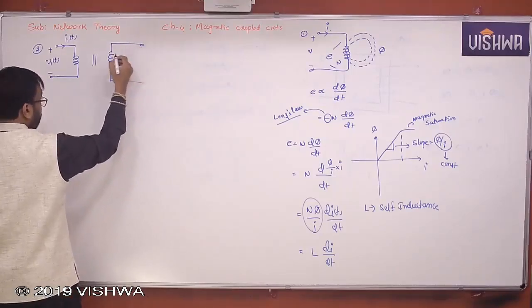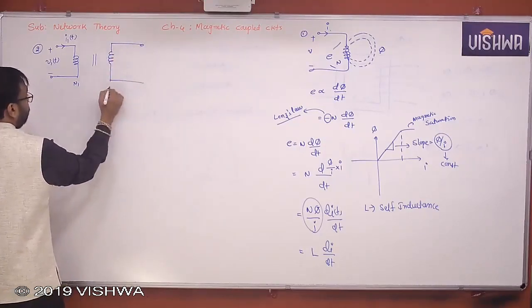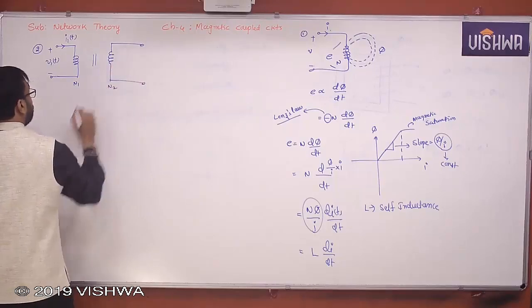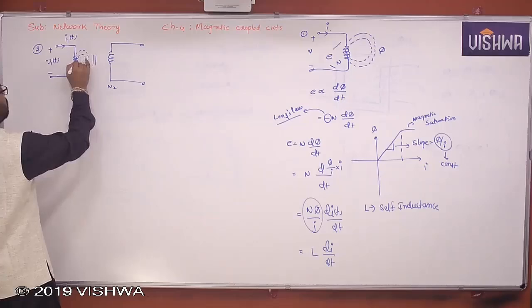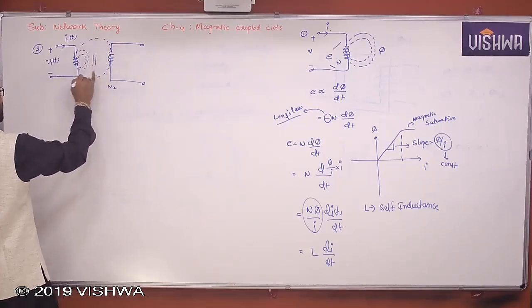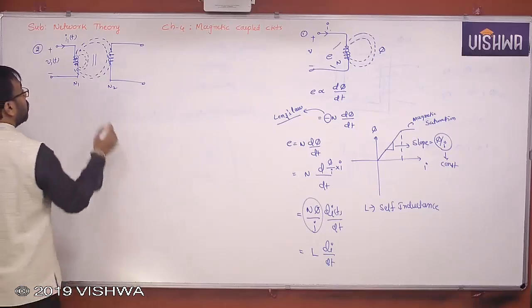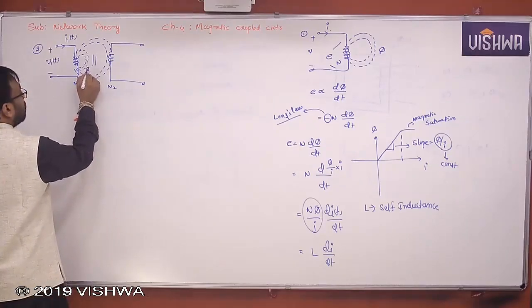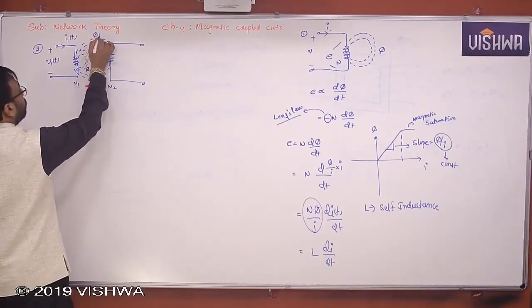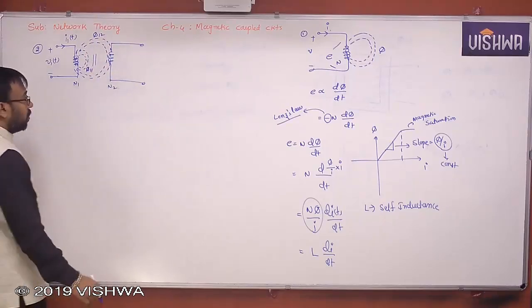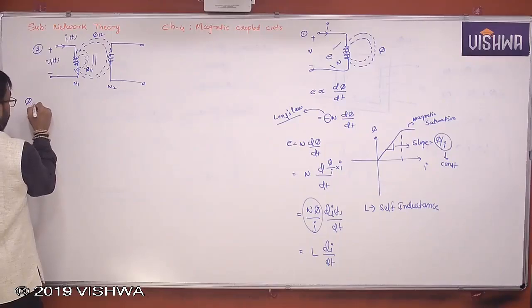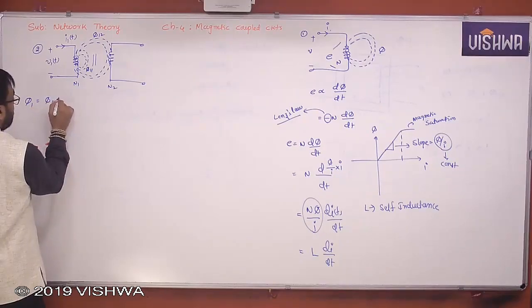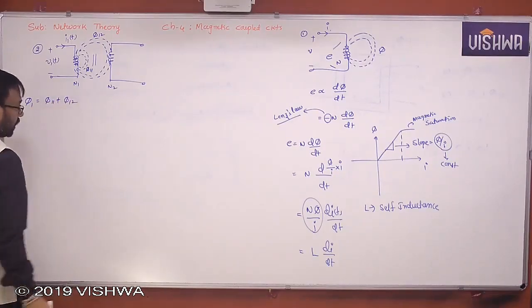This is N1, N2, and now when the primary coil is excited, it is also linking some other amount of flux. Isn't it, all of you? So this is phi11, the first one, and what about this, phi12? What is the total flux? Total flux is how much? Phi1 is equal to phi11 plus phi12. Understand all of you?